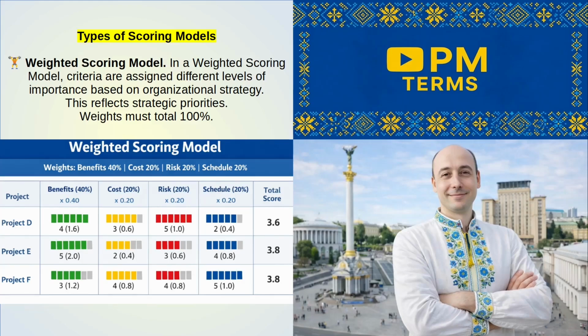Projects E and F are tied at 3.8. But here is the key. Project E maximizes benefits. Project F offers better operational stability: cost, risk, and schedule. This means the final decision depends on strategic intent. Growth-oriented strategy: choose Project E. Stability and risk reduction strategy: choose Project F.